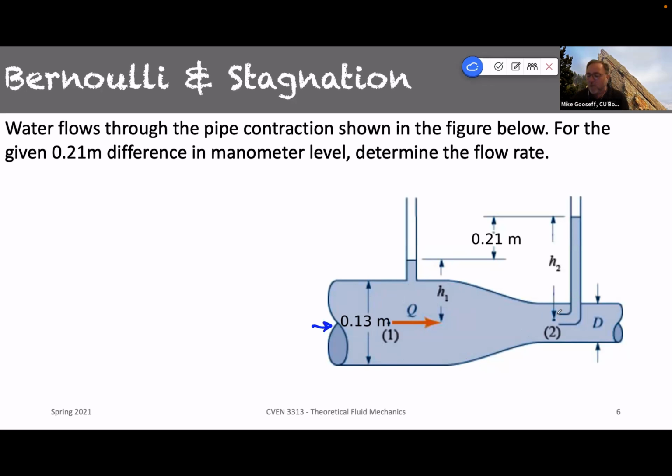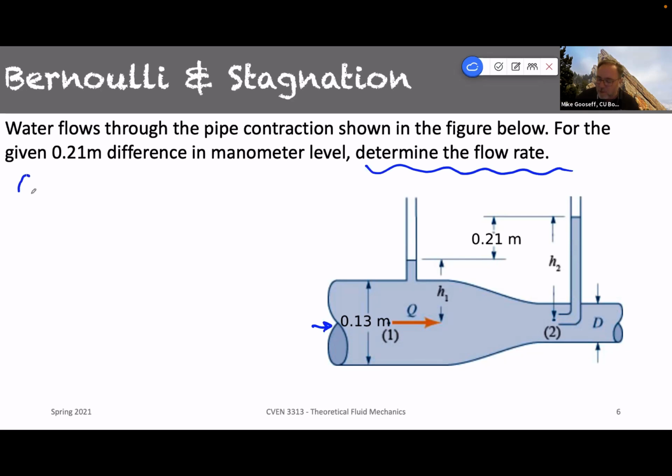So the question here is: water flows through a pipe contraction as shown in the figure below. For a given 0.21 meter difference in the manometer levels, determine the flow rate. So this H1 and H2, the difference between those is 0.21. So you can expect that somewhere along the way, we're going to be able to relate H1 to H2, but they're both unknown to us at the moment. So that's one piece of this. The other piece of this is determine the flow rate.